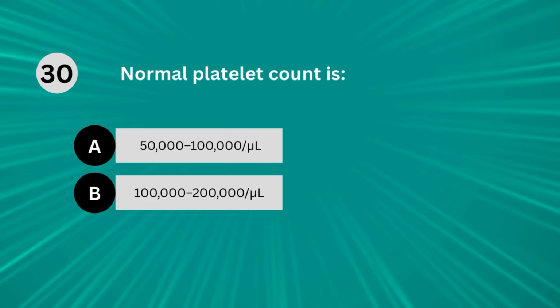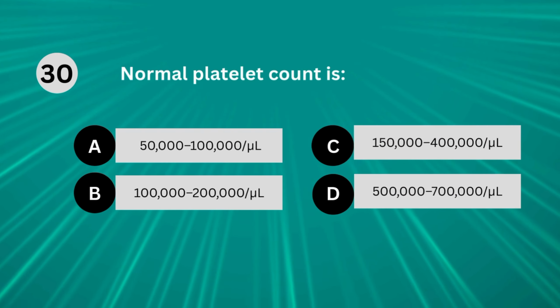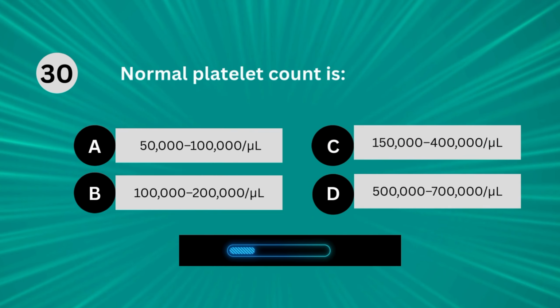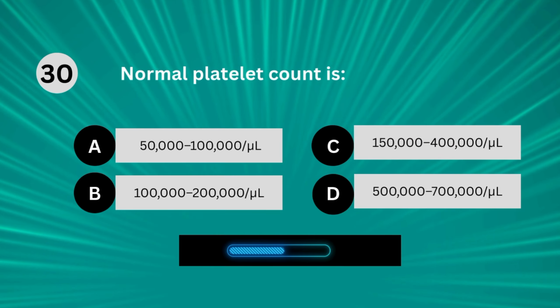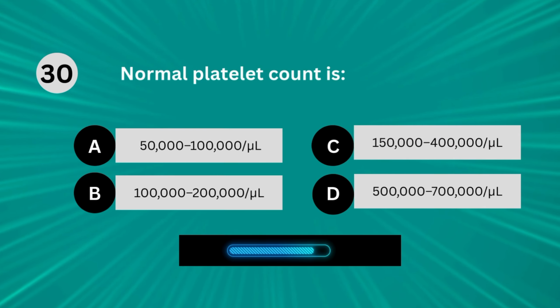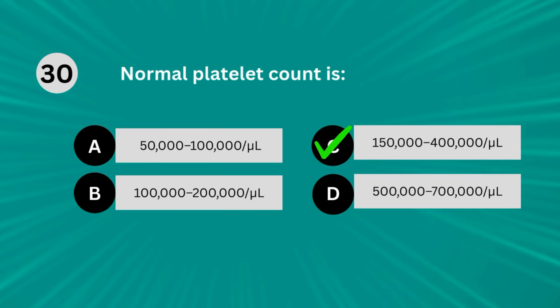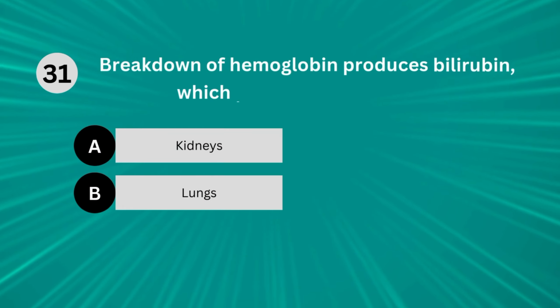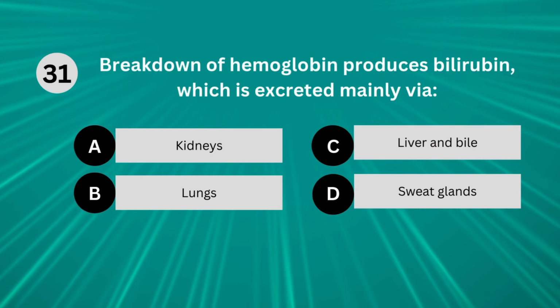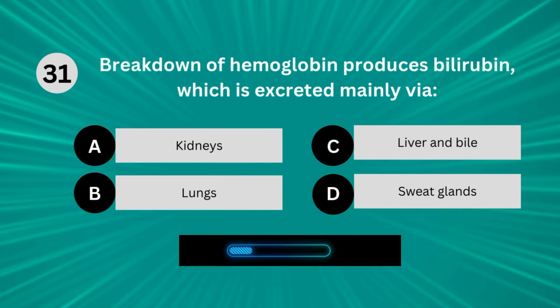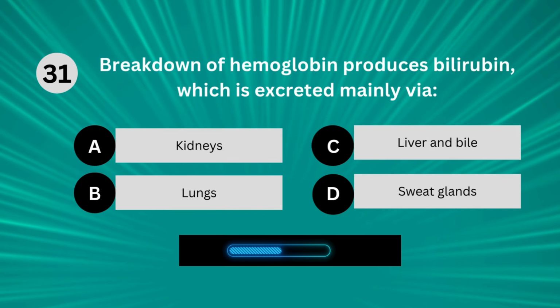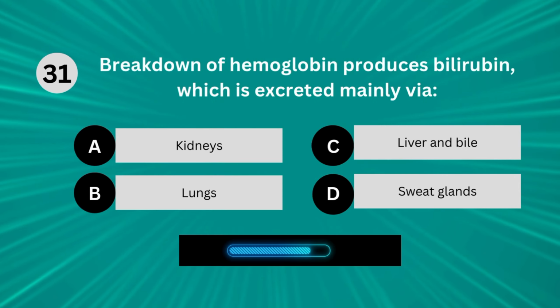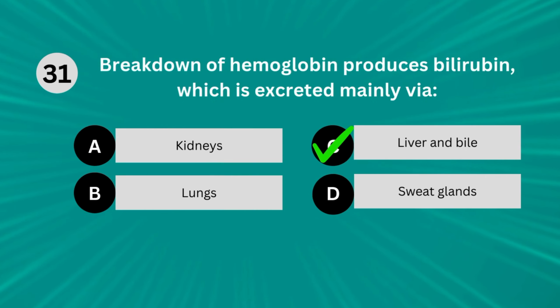The normal platelet count is 150,000 to 400,000. Breakdown of hemoglobin produces bilirubin, which is excreted mainly via liver and bile.